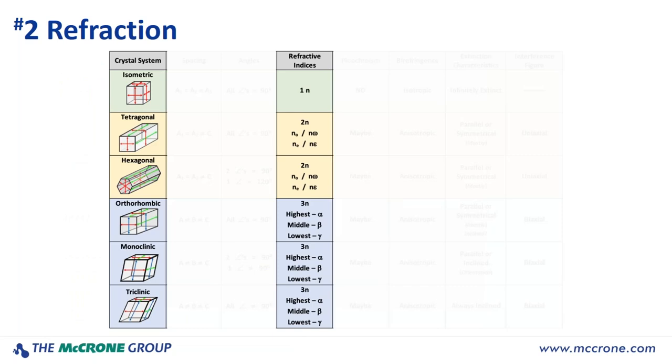Back to our table here, where I'm looking at the different types of methods I can use. Refractive indices: I know isometric crystals, for example, have 1 refractive index. Tetragonal and hexagonal crystals have 2. Orthorhombic, monoclinic, and triclinic all have 3. And understanding how each and all of these work allows me to do a better job of identifying and figuring out what the different particles are.